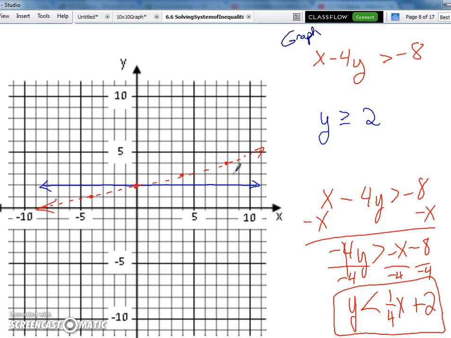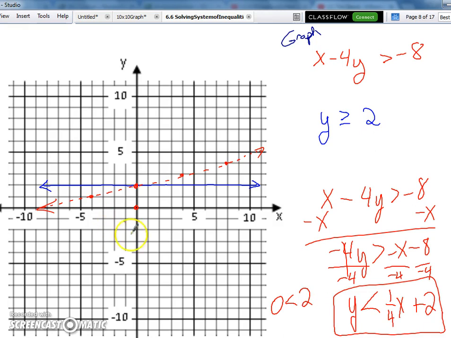So I'm going to pick a point that's above that. I want to find out if it's going to be on this side of the red line or on this side of the red line, because I already know it's going to be above the blue line. So I'm going to test if it's below or above the red line. I'm going to test that wonderful point 0, 0. I'm going to put 0 in for y and 0 in for x. I end up with this, which is a true statement.